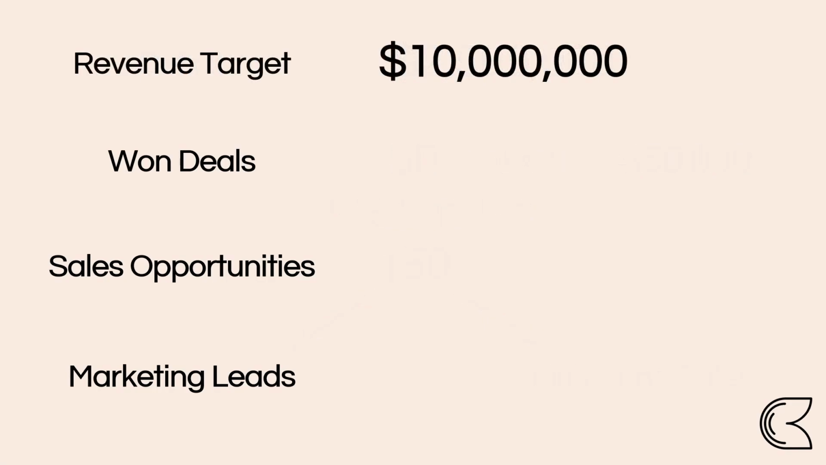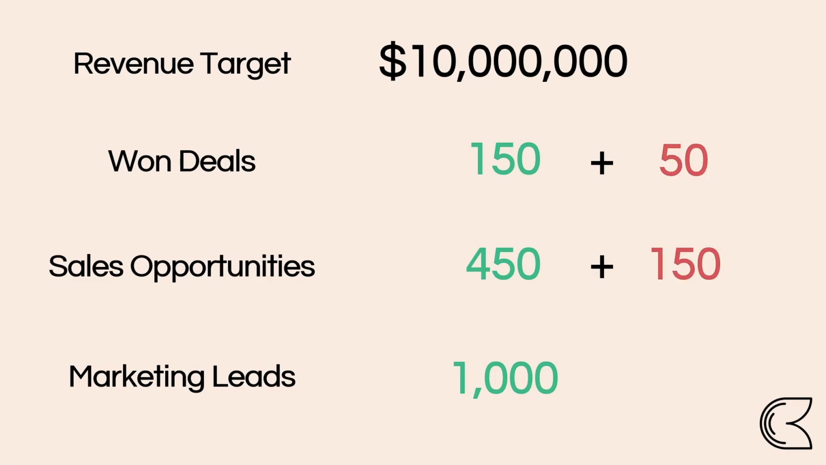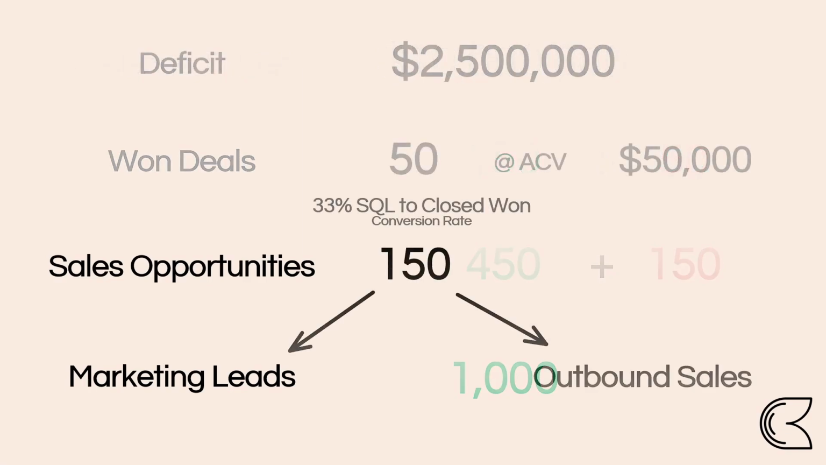So let's take a quick rain check on where we're at. We know from our bottom-up model that we can generate 151 deals from 450 sales opportunities from our 1,000 marketing leads, and that we also need an extra 51 deals and 150 sales opportunities to get to that target. And we also know that we've got two routes of getting there, either through marketing or outbound sales. So let's break down those two choices.